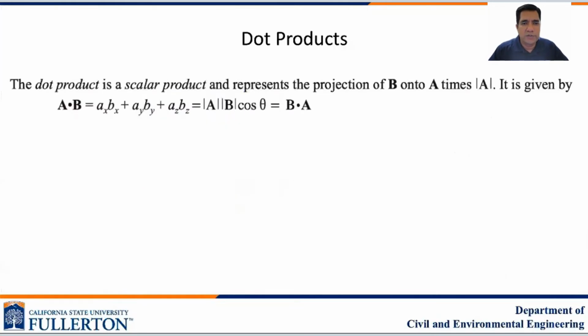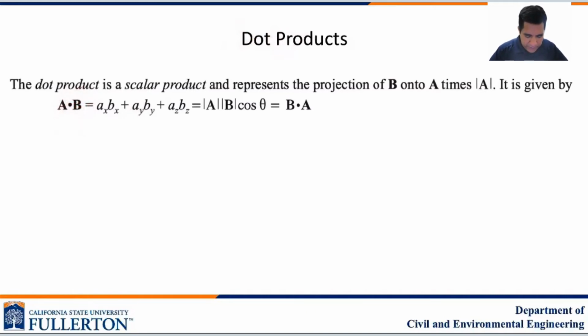Let's move on to the dot product. The dot product is a scalar product, meaning the final product you get is a number. Physically, it represents the projection of vector B onto A times the magnitude of the vector. So basically, the dot product is used to find the projection of a vector. If you do A dot B, you're finding the projection of B over A, and then multiplying with the magnitude of A.